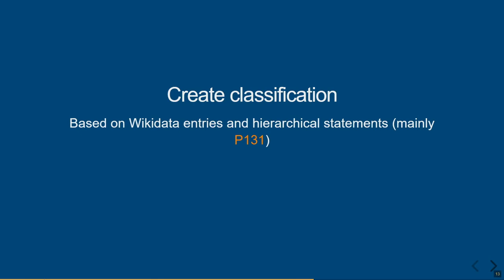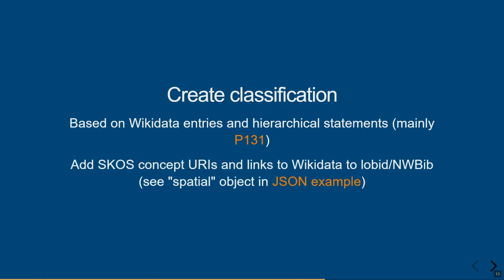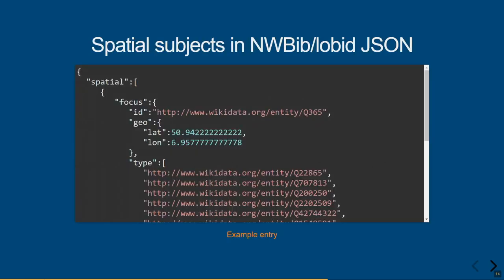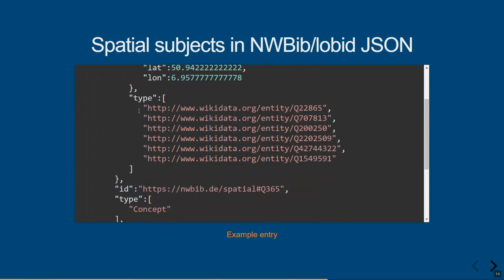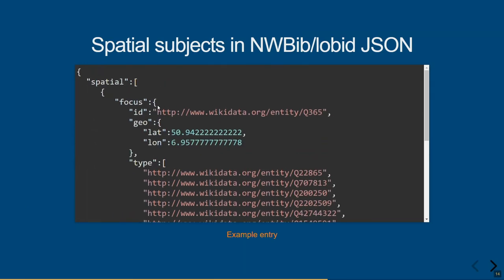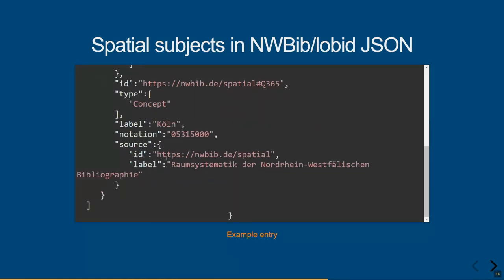We created a classification based on the hierarchical statements. P131 is the main property there. We added the information to our data, so we now have this in our data, a spatial object with the link to Wikidata, and the types are there, and here's the ID from the NWBib classification we built based on Wikidata, and you can see that there are Q identifiers in there.